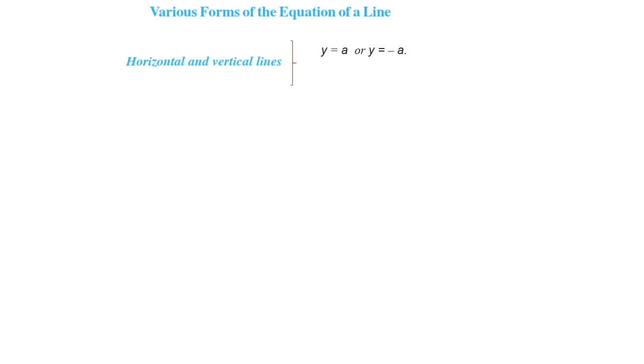Now let's summarize the various forms of equation of a line. All these statements and formulas are very, very important. Please memorize them so that you can recall them whenever necessary. For horizontal and vertical lines, we have y is equal to a or y is equal to minus a, x is equal to b or x is equal to minus b. Point slope form we have learned: y minus y0 equal to m into x minus x0. Here one point, x0, y0, and the slope are given to us.